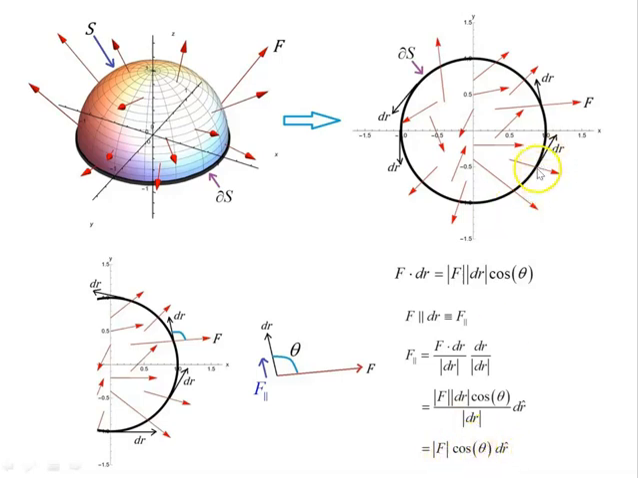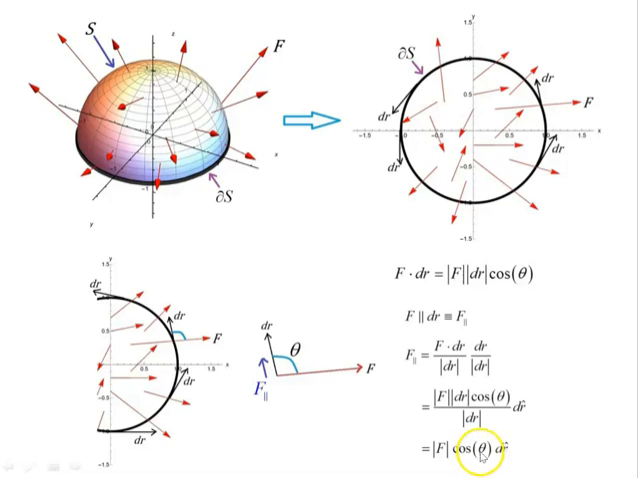At each point along this curve, as we go around the boundary here, there will be a component of the vector F parallel to dr at that point, and it's these little components that we will sum up at each point along here. And they'll give us the integral around the boundary.